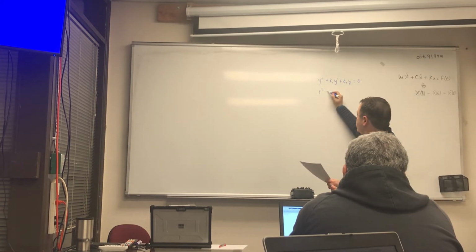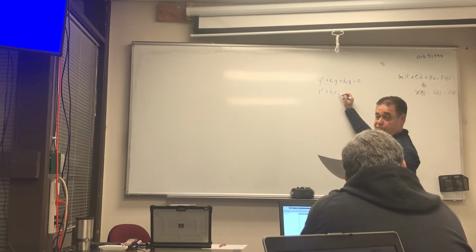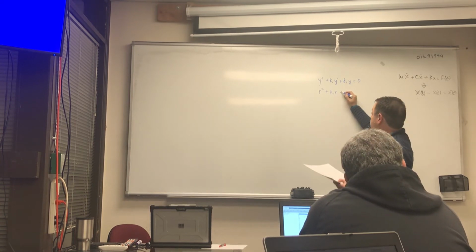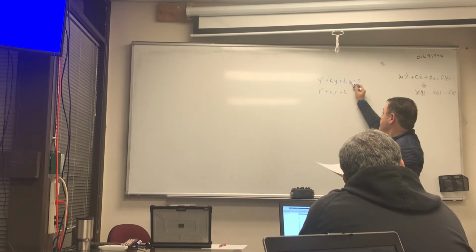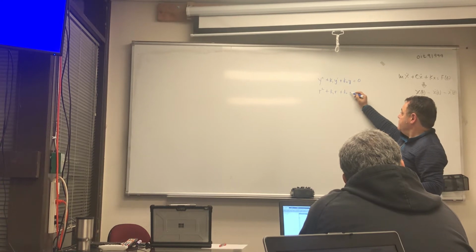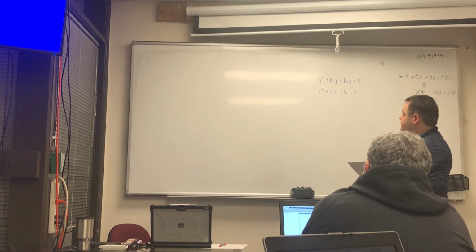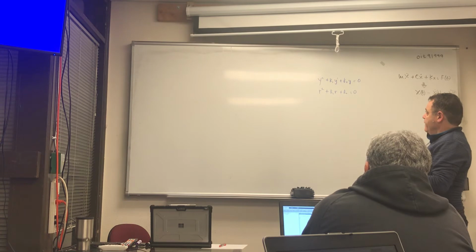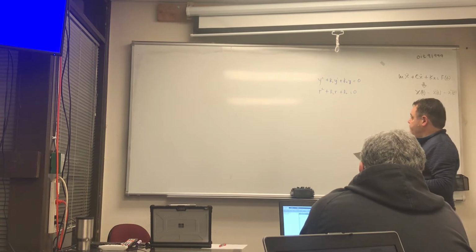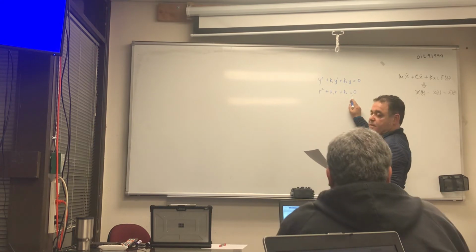So r squared plus k1, first derivative, that means r to the power of 1, or k1 r, plus k2, here there is r to the power of 0, or just k2, is equal to 0. Okay? So this, what is this now?